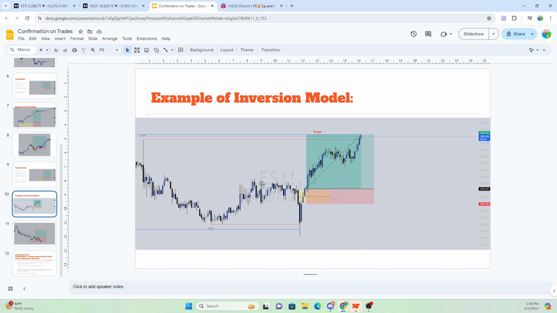So, when we take liquidity, you always want to see a nice reaction off the low, whether it's the initial low or the second low. You always want to see a good move off a low whenever you look for long.